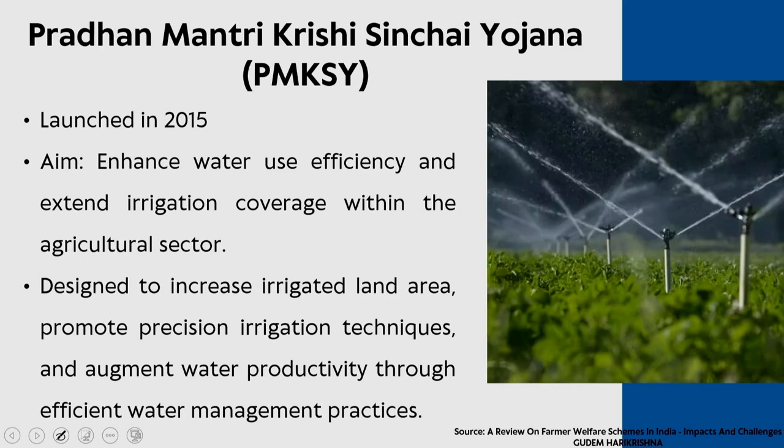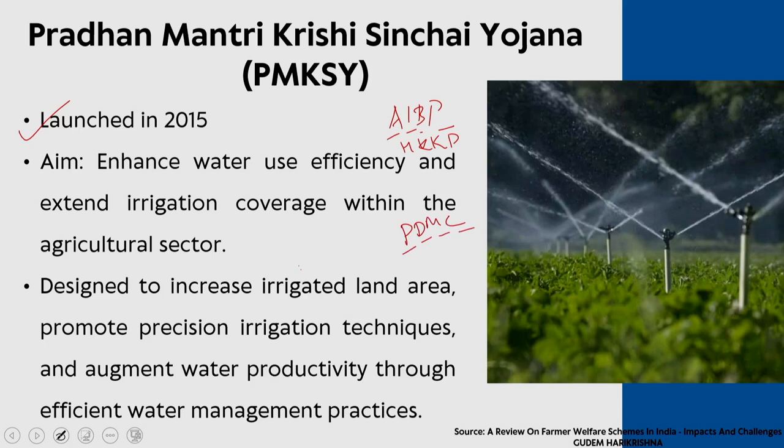What we understand as eNAM. Another important scheme of the government would be the PMKSY, Pradhan Mantri Krishi Sinchai Yojana. It was launched in 2015. Again, it aims to enhance water use efficiency and extend irrigation coverage within the agriculture sector. So when you look into this particular scheme, its primary objective is the convergence of investments in irrigation infrastructure and ensuring integrated development of water resources. It is implemented through various components, and those components include AIBP, the Accelerated Irrigation Benefit Program. Then there is Har Khet Ko Pani, HKKP. Then there is the PDMC scheme, Per Drop More Crop. And then there are watershed developments.